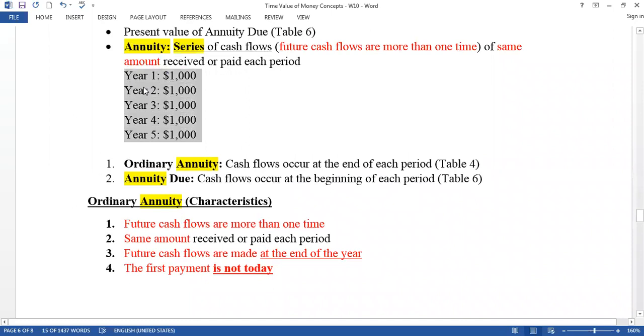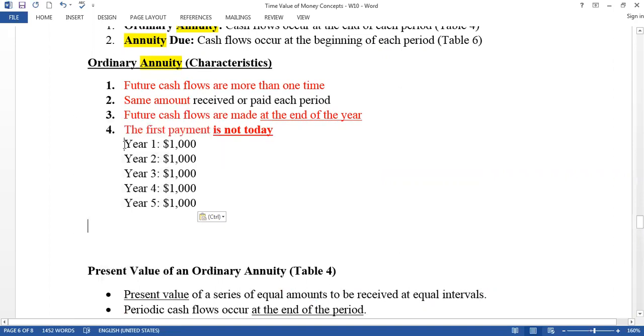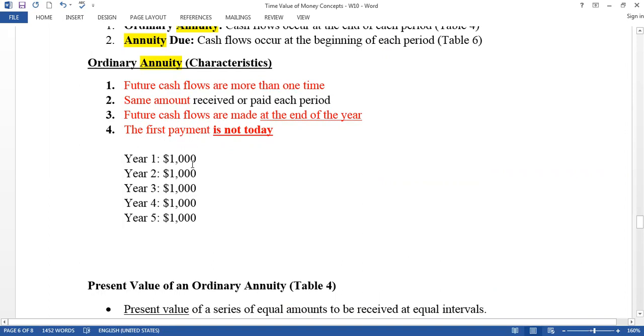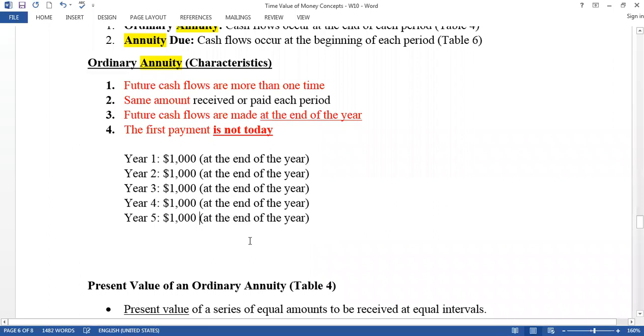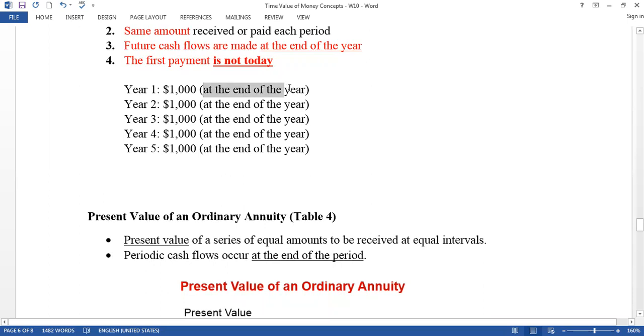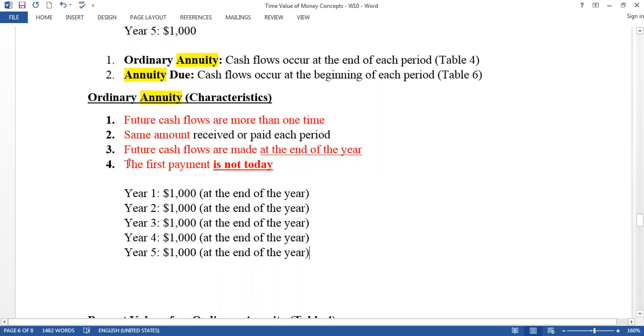And again, these are the examples. We have future cash flows more than one time, the same amount, look here, and another characteristic is that you will receive or pay this money at the end of the year. Again, if the question does not clearly tell you at the end of the year, then what is the other keyword? Another keyword is this one.